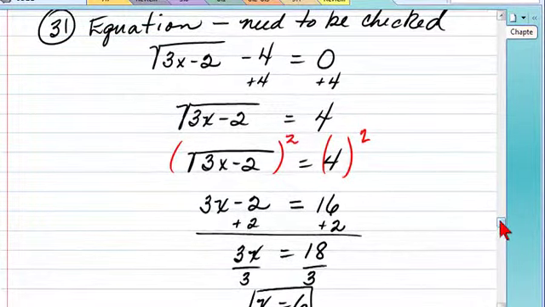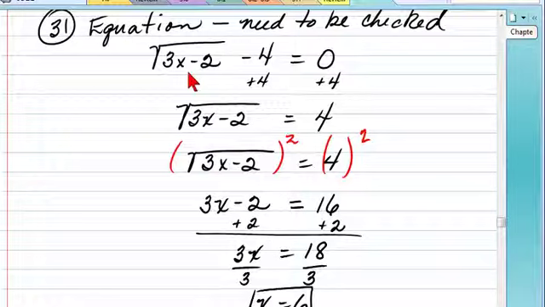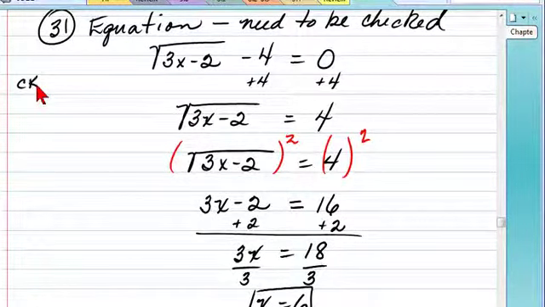And when you check it, you want to check it in the equation sometime before the squaring took place. So I could check it right up here. Okay? Is that on the screen? No.